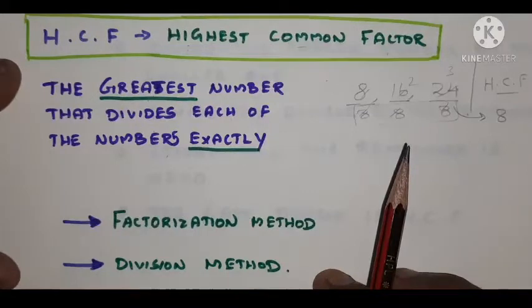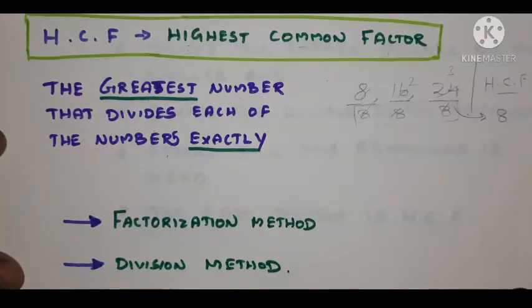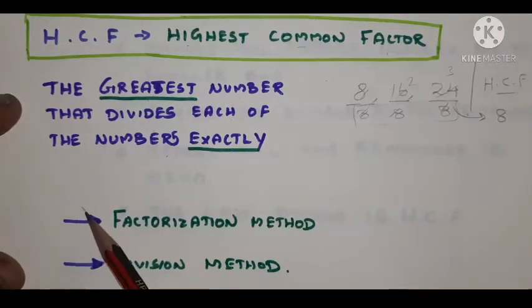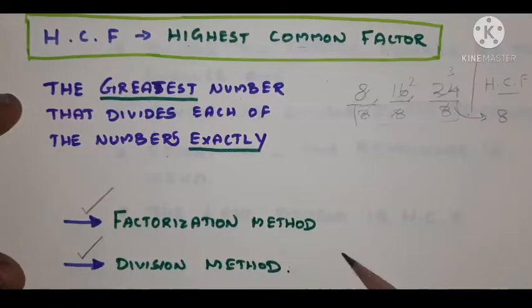Now, how do we find the highest common factor of the given numbers? There are two major methods, which we call the factorization method and the division method. Through these we can easily identify the highest common factor of given numbers. Sometimes they will give polynomials, so we can also find the highest common factor of polynomials through these methods, mostly the division method for polynomials.